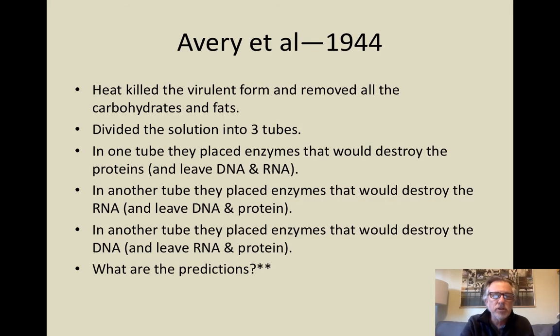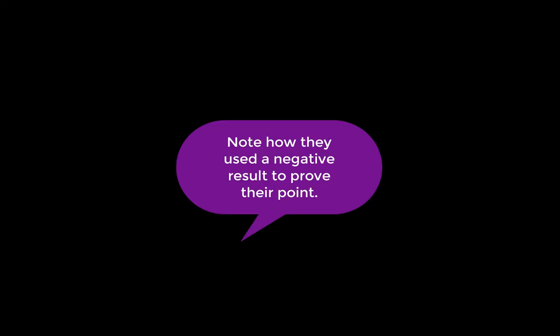So what are the predictions? The predictions are, if tube 1 does not cause transformation, then proteins are the hereditary substance. If tube 2 does not cause transformation, then RNA, which was destroyed in that tube, would be the transformative agent. And in tube 3, if that did not cause transformation, then it would be DNA. That was the hereditary and transformative agent.